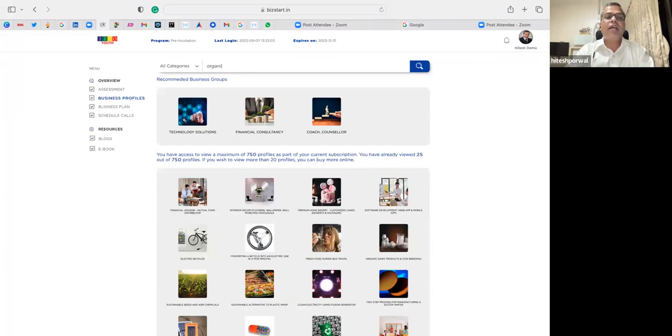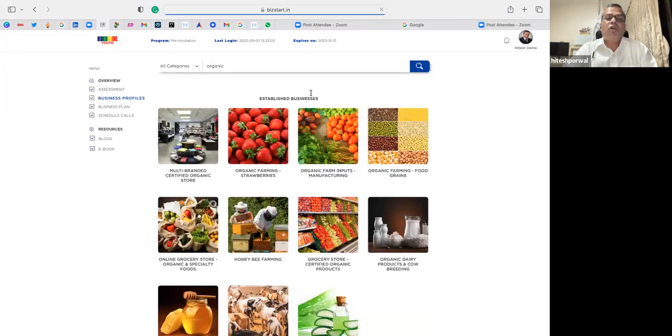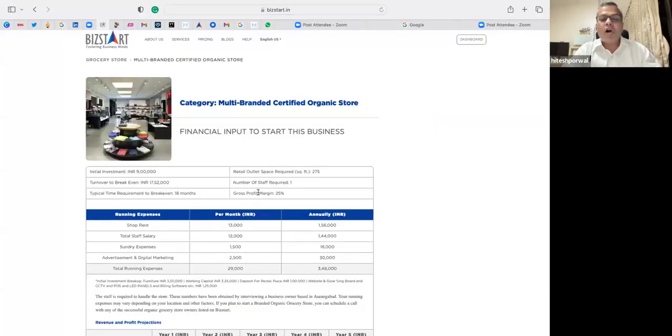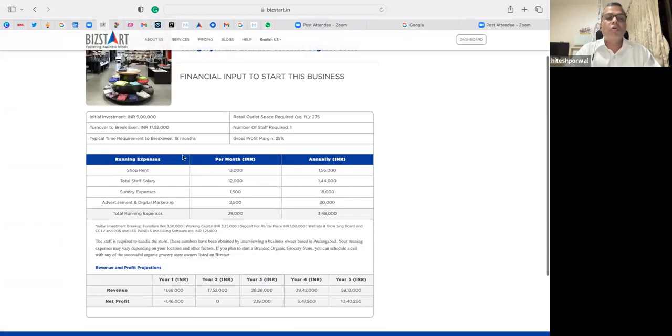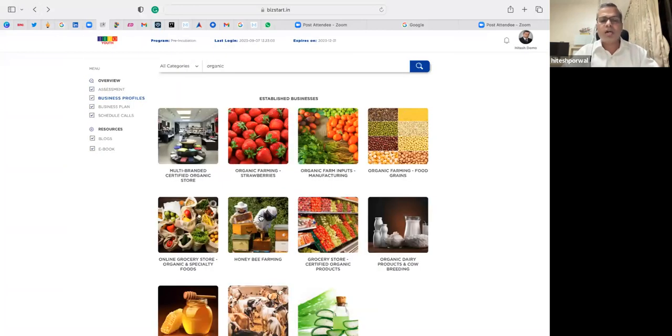If you have an organic word, if you want to see organic में क्या opportunity है, established business में, if you want to start a multi-brand organic grocery store, वो 9 लाख में start हो सकता है. These numbers have come from the owner of an organic grocery store in Aurangabad, Ajay Dhartidan. So he's empaneled with us. So an experienced business owner has said that if you want to start, it takes this.